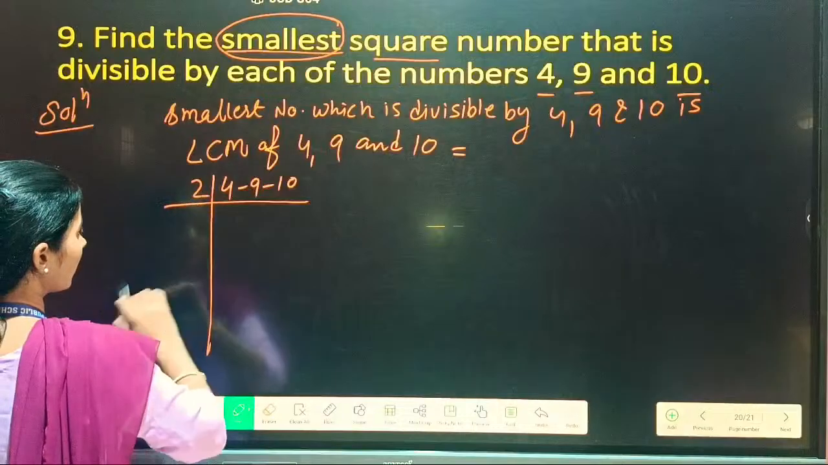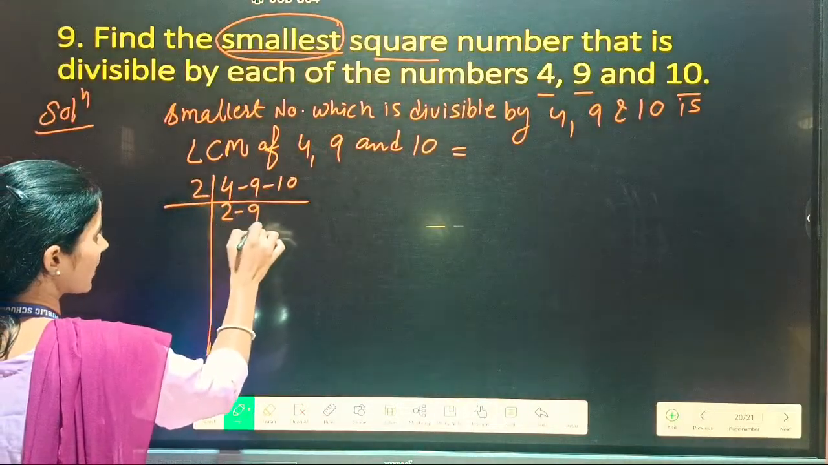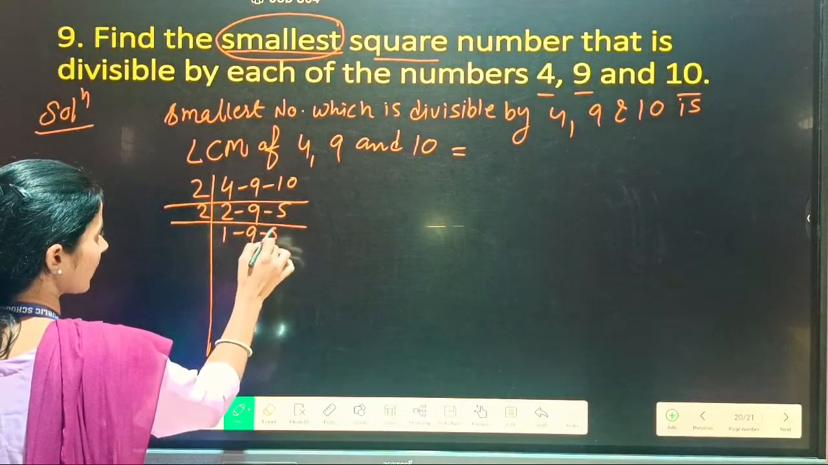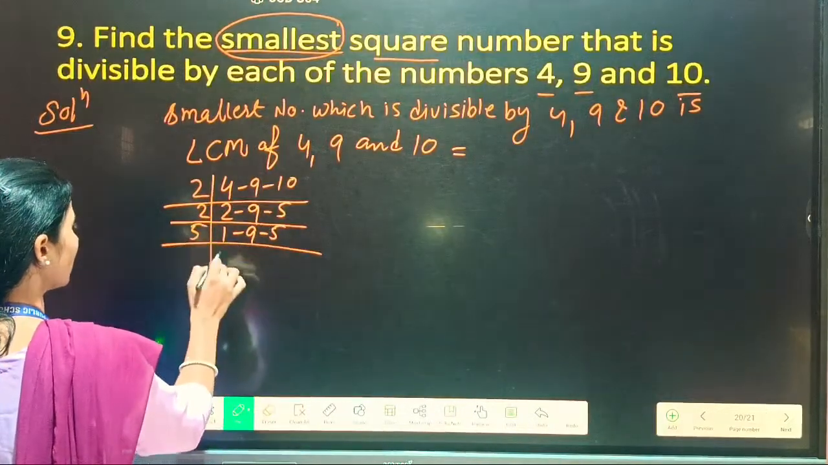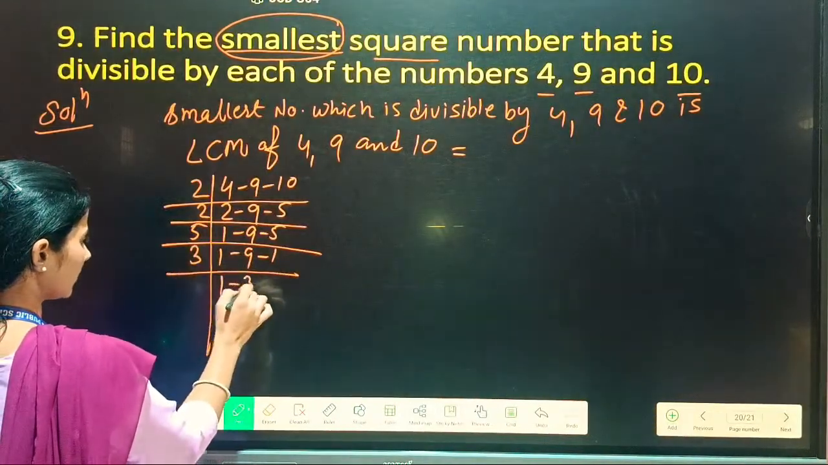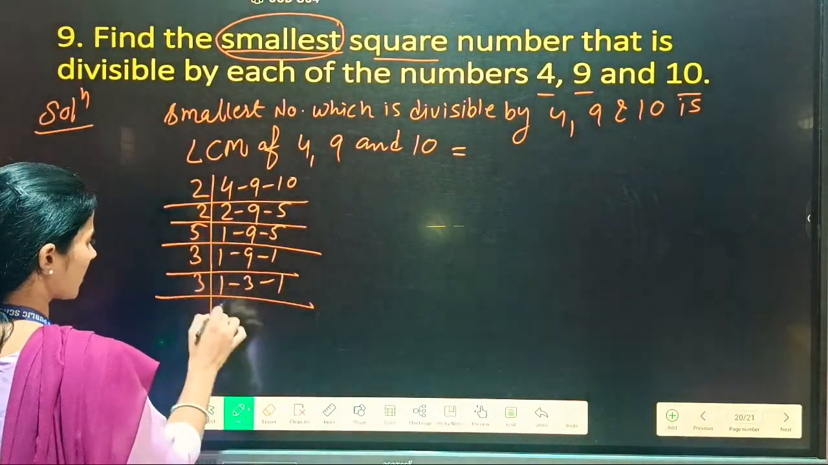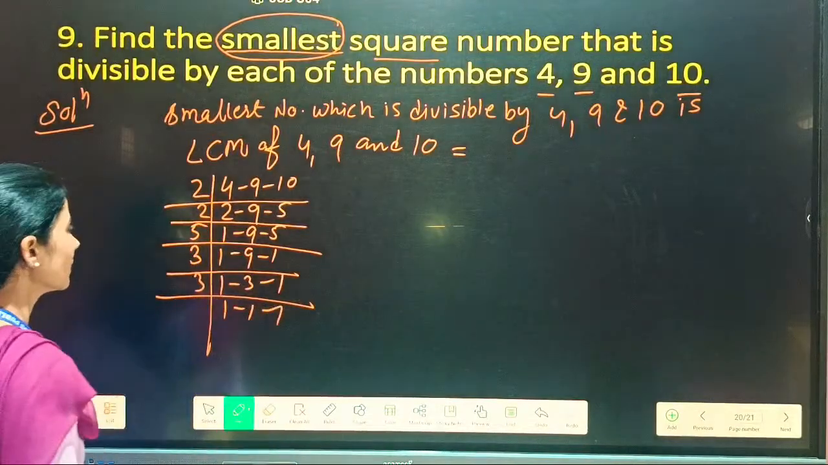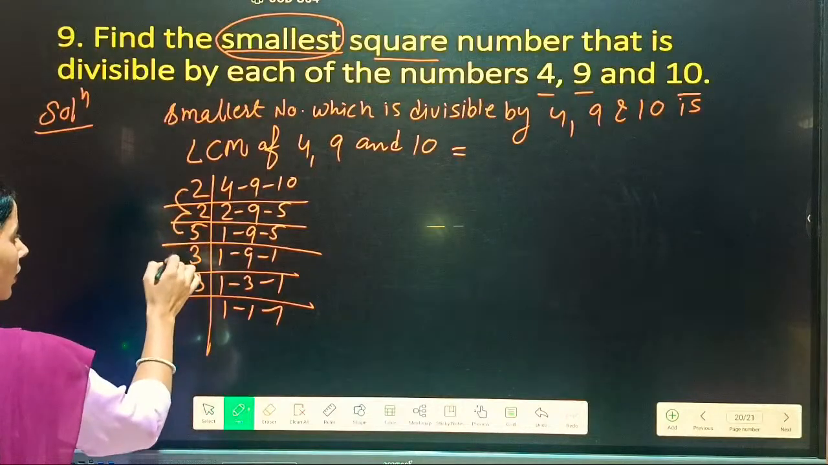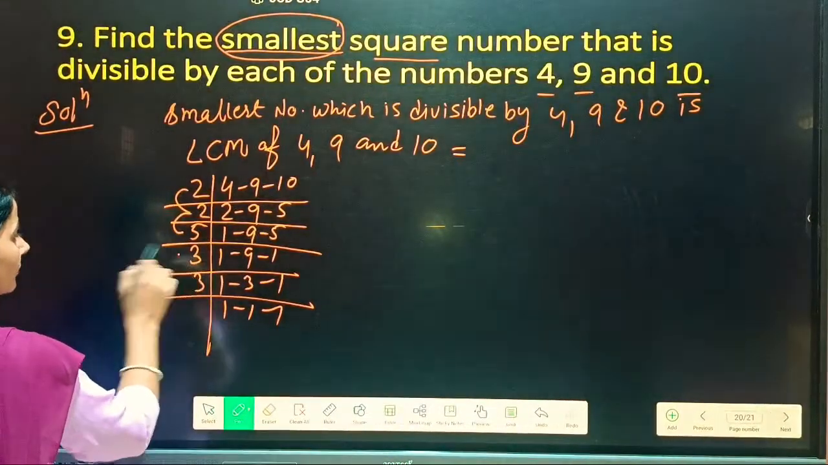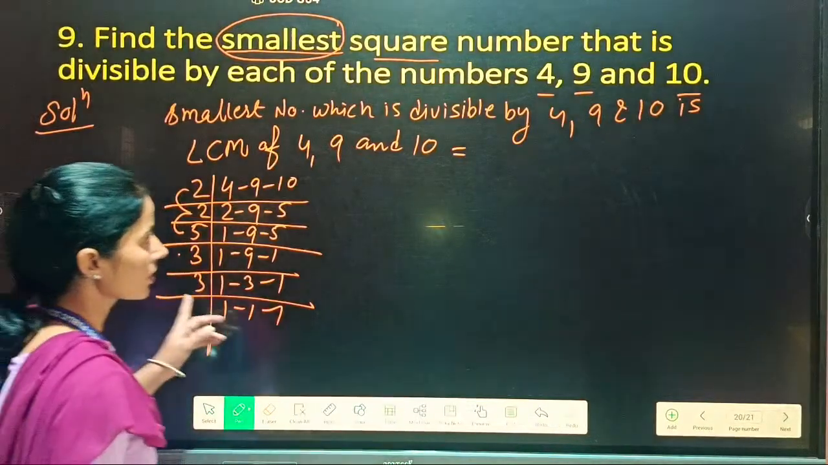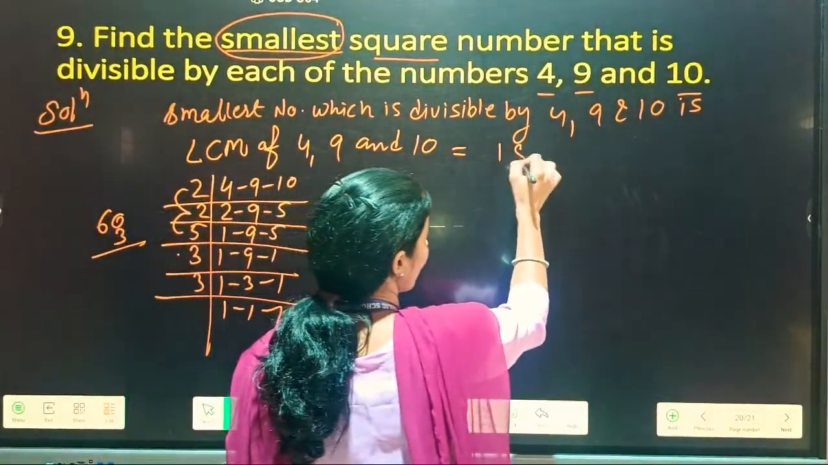Divide by 2: 2 2s are 4, 9 as it is, 2 5s are 10. Then 2 1s are 2, 9 as it is, 5 as it is. Divide with 5: 1, 9 and 1. Then divide with 3, again it is divisible by 3. So 2 twos are 4, 4 5s are 20, 20 3s are 60, and 60 3s are 180. So the LCM is 180.